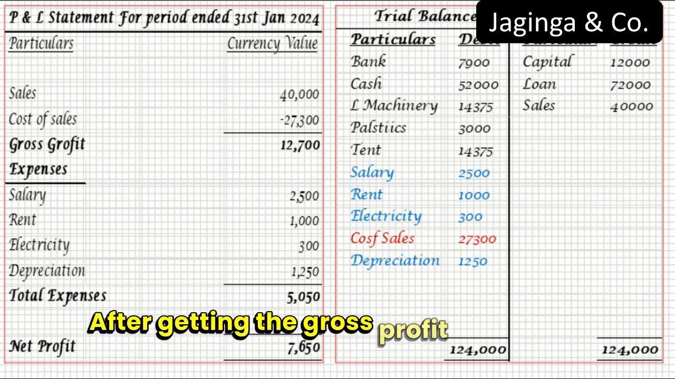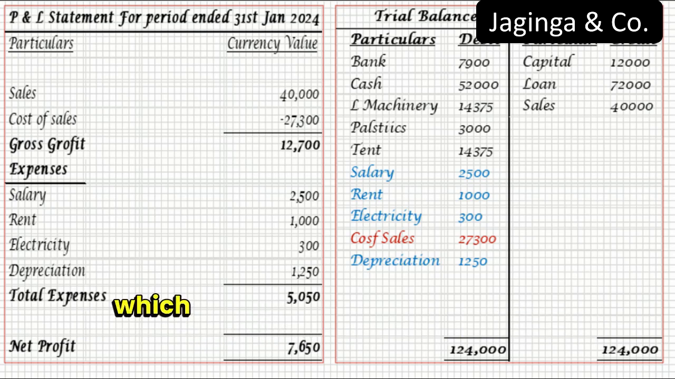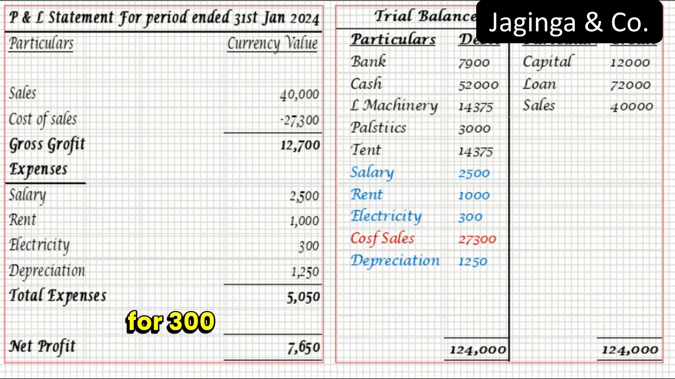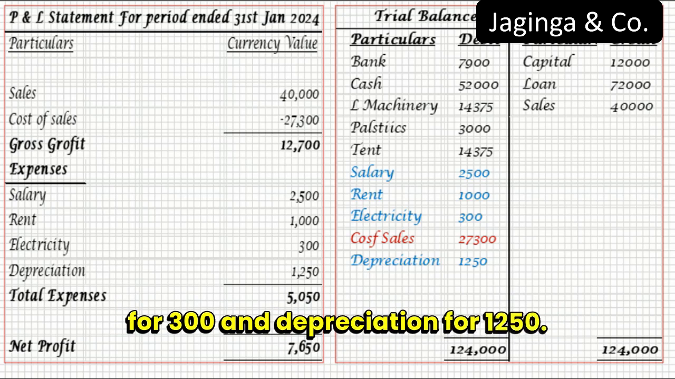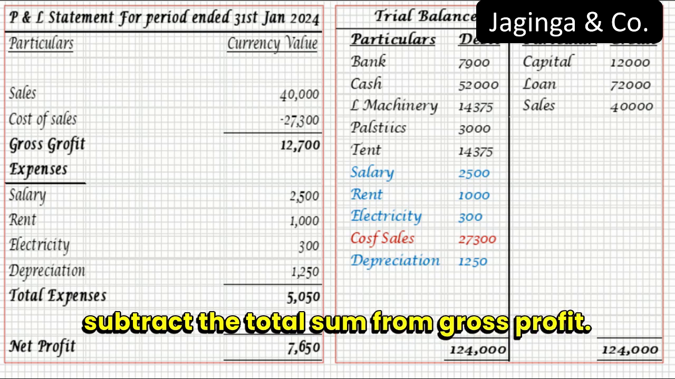After getting the gross profit, we will get the list of expenses from our trial balance, which are salary for $2,500, rent for $1,000, electricity for $300, and depreciation for $1,250. We will sum all these expenses and subtract the total sum from gross profit.